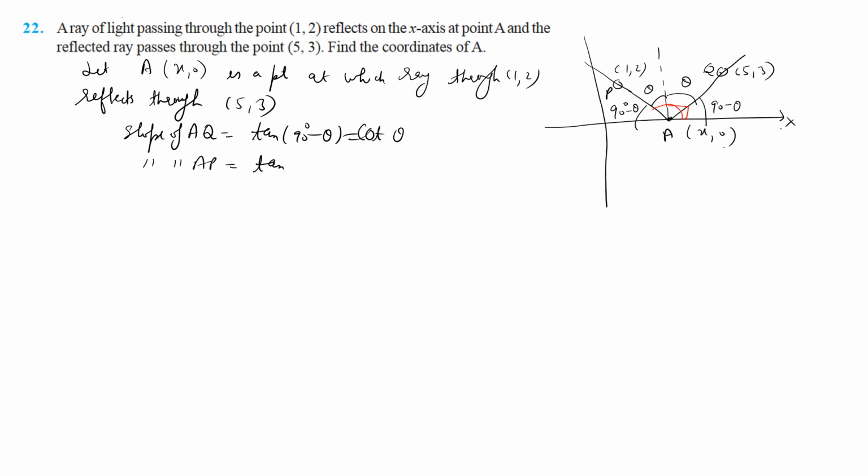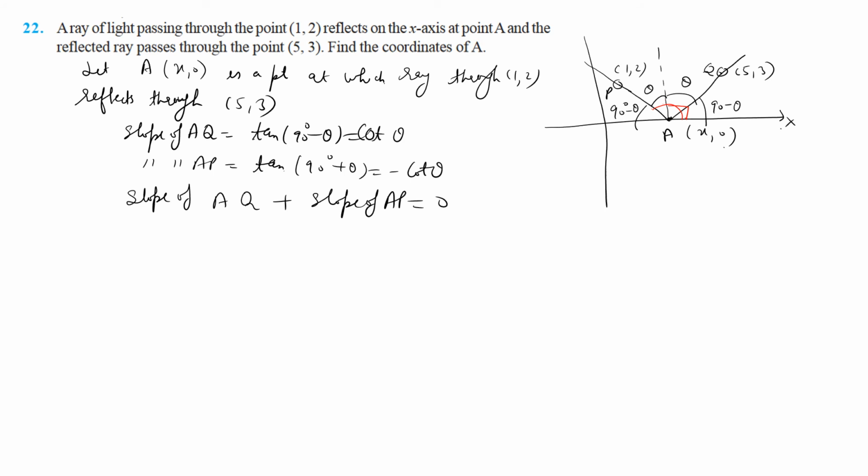So tan of 90 plus theta becomes minus cot theta, as we are in the second quadrant, and in the second quadrant only sine and cosecant are positive, the others are negative. Tan changes to cot. Now according to the question, the slope of AQ plus the slope of AP is equal to 0.